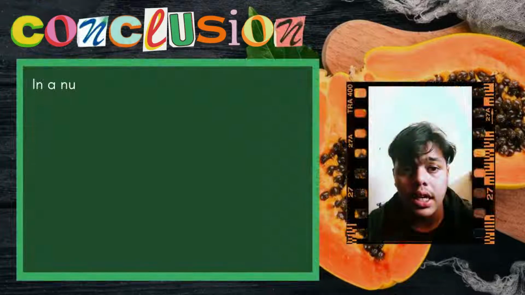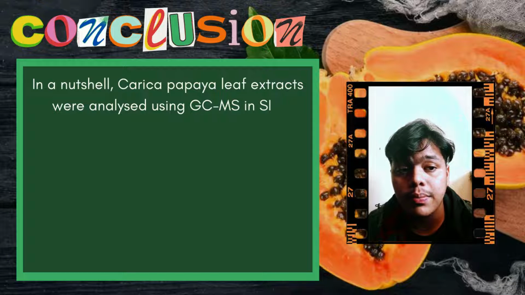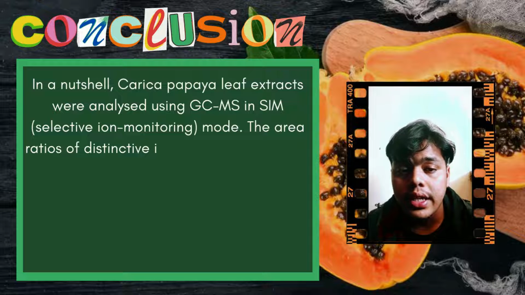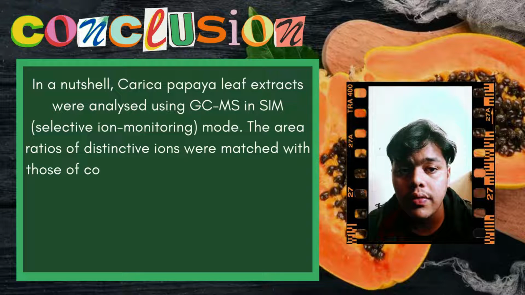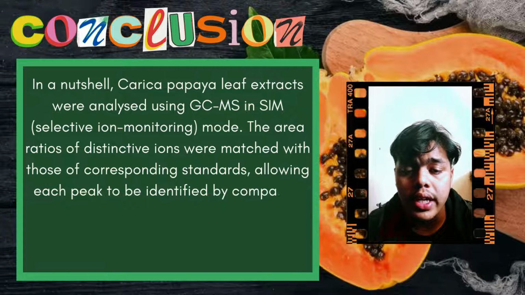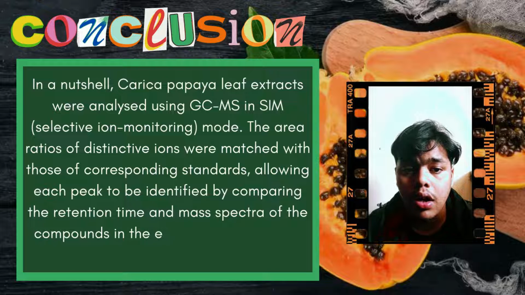In a nutshell, Carica papaya leaf extract was analyzed using gas chromatography and mass spectrometry in SIM, which is selected ion monitoring mode. The area ratios of the selective ions were matched with those of the corresponding standard, allowing each peak to be identified by comparing the retention time and mass spectra of the compounds in the extract to those of the standard.